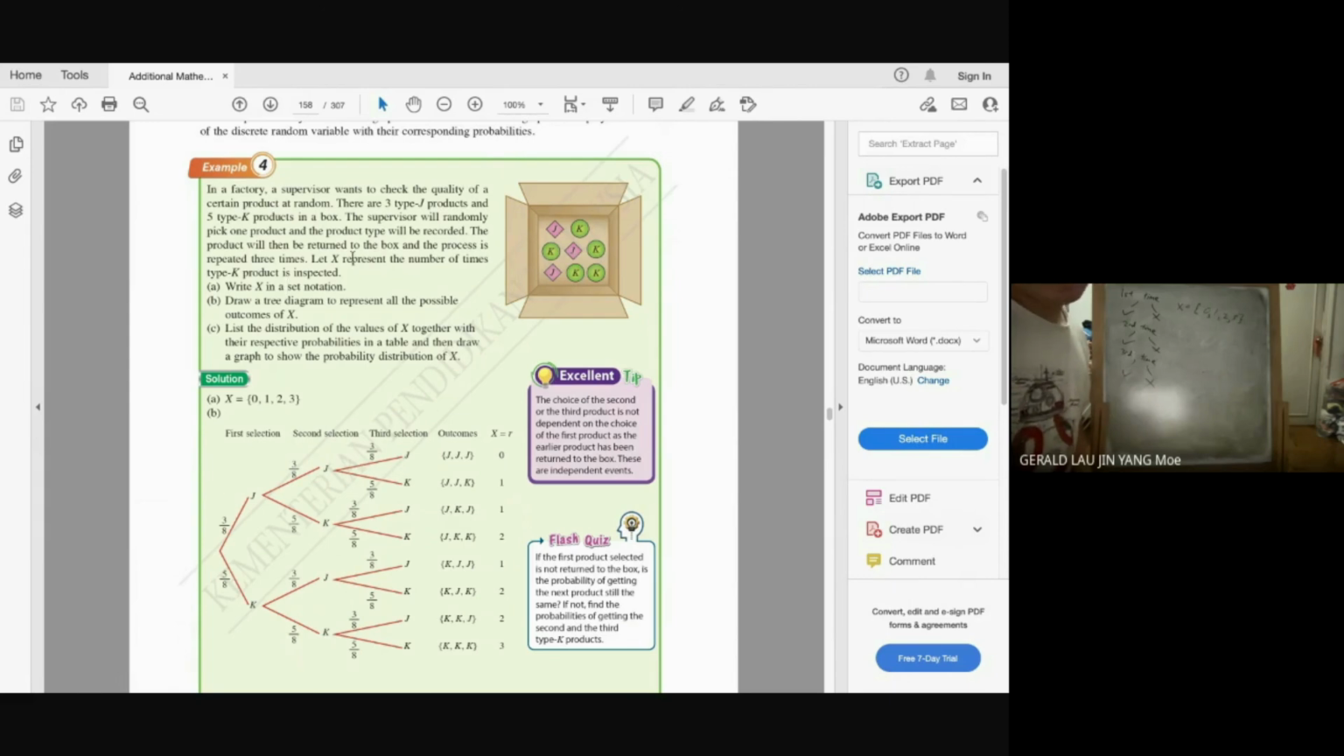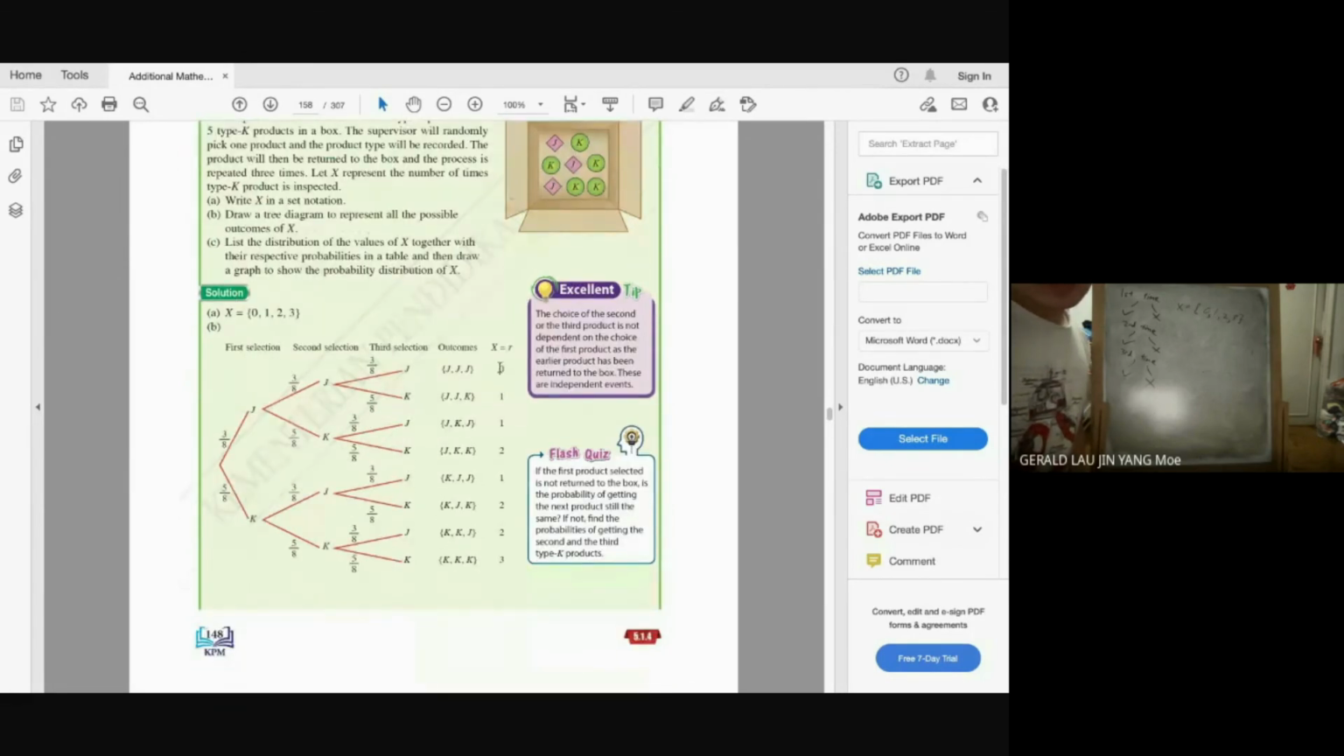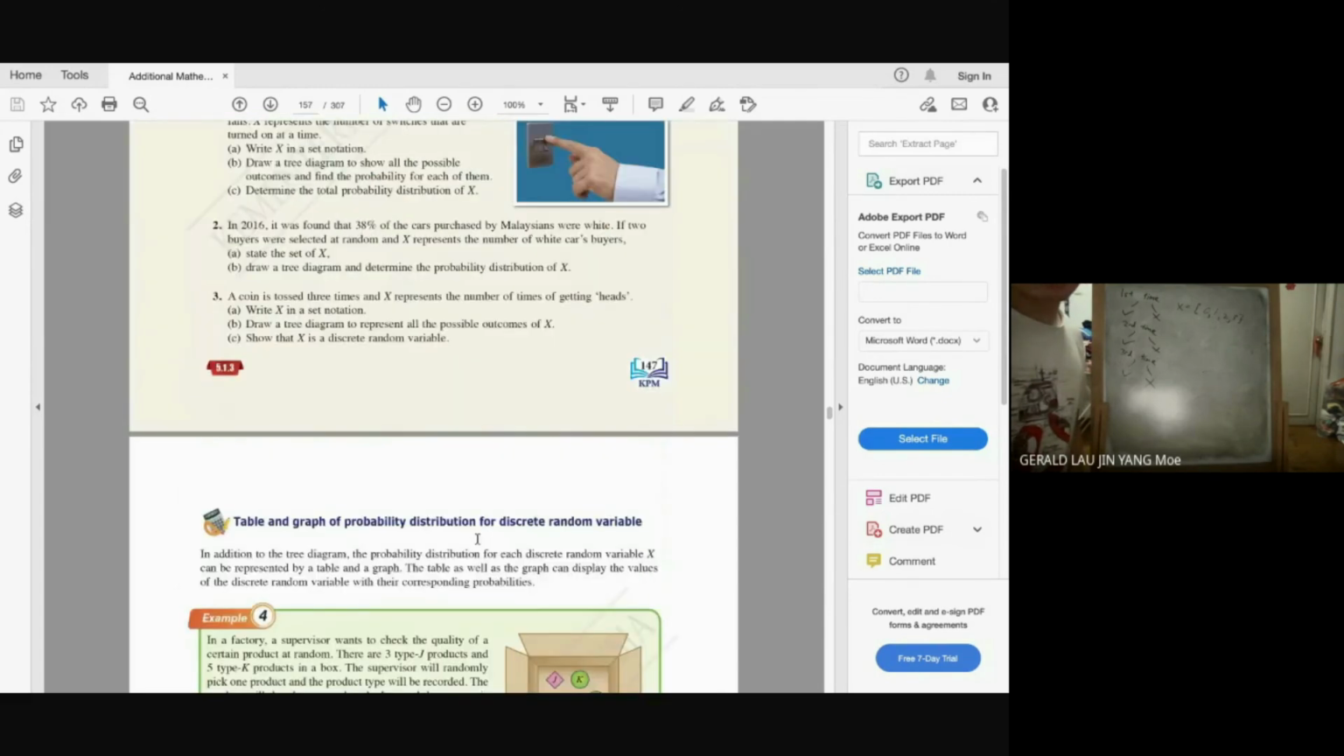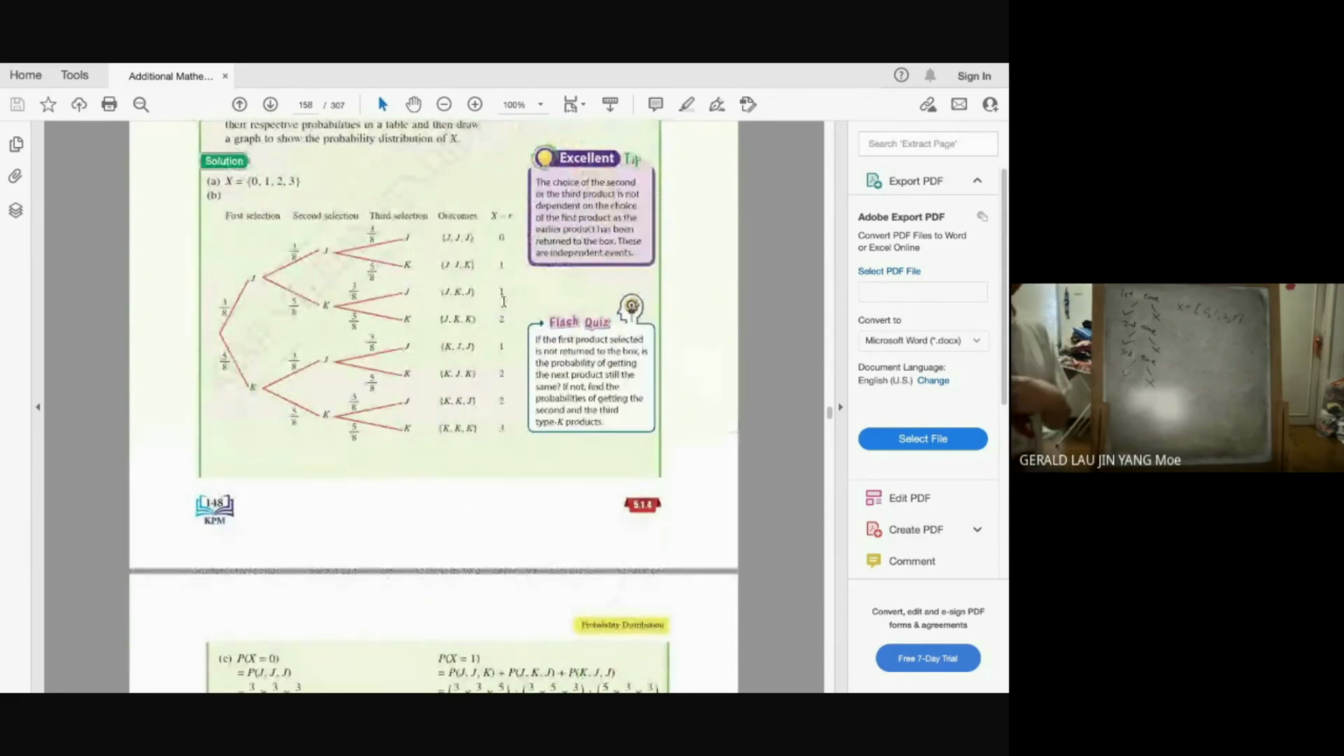So let X represent the number of times type K is picked. How many total are there? 1, 2, 3, 4, 5, 6, 7, 8. Out of these 8, you have 3/8 chance of getting J and 5/8 chance of getting K. So you just draw the tree diagram. In the end, you have all these outcomes. I think this is easier than the previous example, which was more complicated. So you focus on this example. Getting type K is like this.